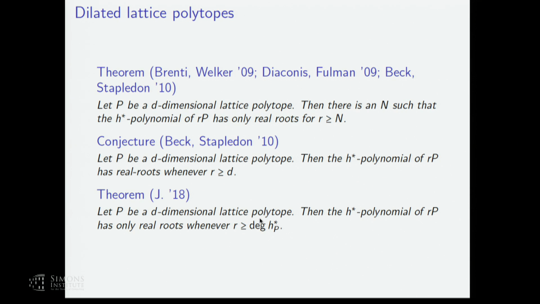Beck and Stapleton indeed gave a uniform bound that only depends on the dimension but not on the polytope itself. They also conjectured that you just have to dilate by a factor at least the dimension d. What I want to show today is that the conjecture is true and that you can actually give an even better bound. You just have to dilate by a factor that is bigger than the degree of the h-star polynomial of the original polytope to start with. So this is the first thing that I want to show.